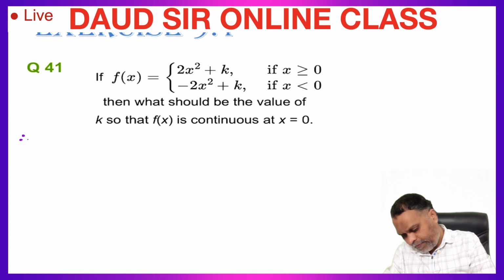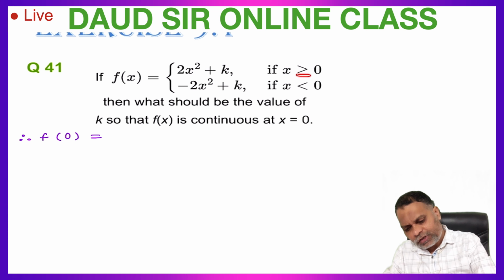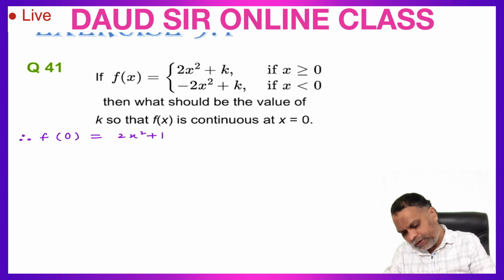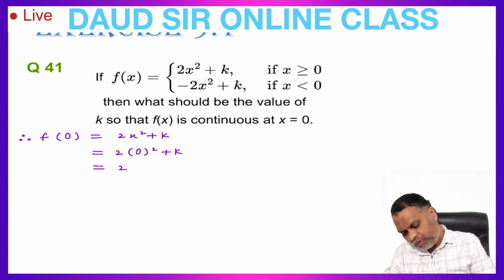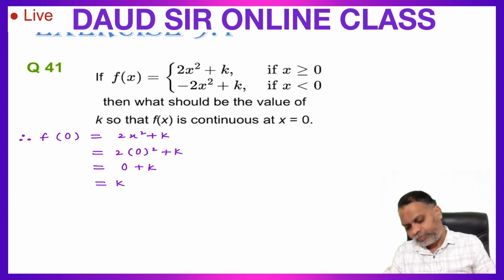So therefore f of 0, here x is equal to 0 here, so take this function 2x square plus k, put x is equal to 0 here, 2 into 0 square plus k, 2 into 0 square 0, this is 0 plus k which is equal to k only.